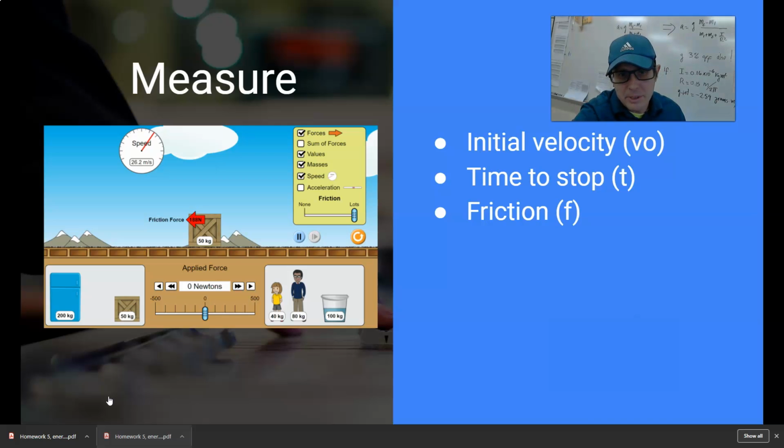So what you're going to measure in the lab: the initial velocity, when you push the crate and then let go; the time to stop, how long it takes to stop; and the friction, that is just that red vector that you see on the screen. You are going to set the friction to the maximum, so you put it to lots of friction.